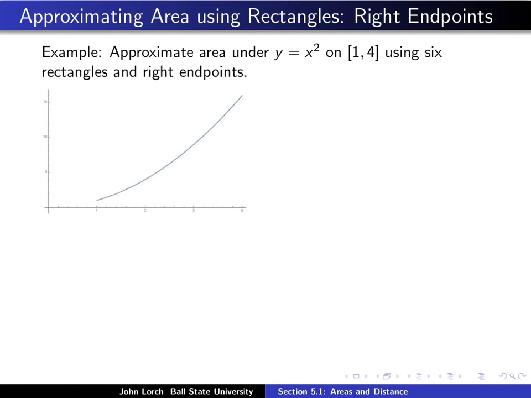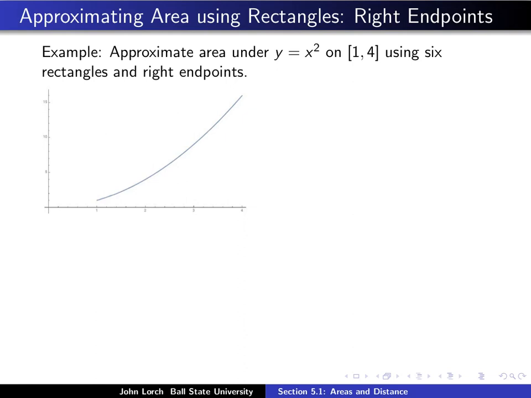To begin, we have this example where we want to approximate the area under the curve y equals x squared on the interval from 1 to 4 using 6 rectangles and right endpoints. So the first thing that we need to do is figure out what in the world we mean by these 6 rectangles and right endpoints.